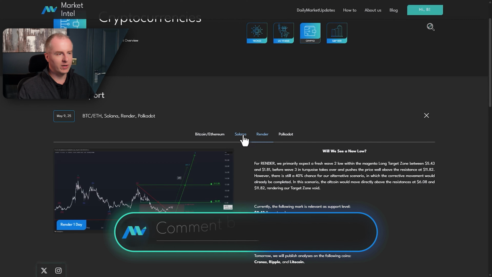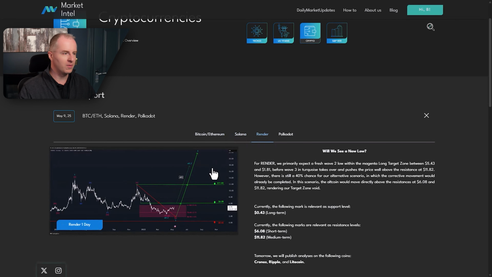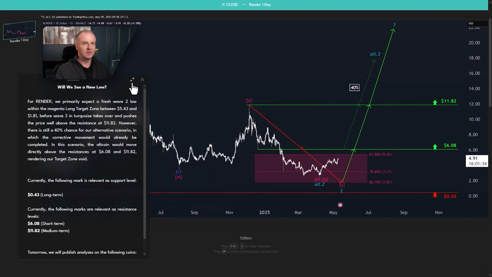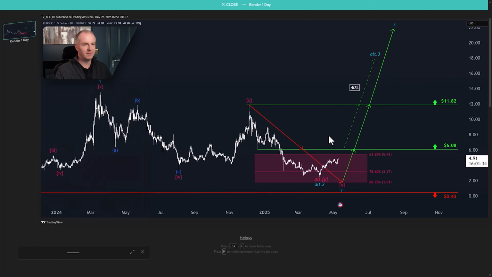You see that we also regularly update other cryptocurrencies, including Polkadot, Solana, Bitcoin, Ethereum, but it's Render day today. So let's take a look at it. By the way, you also get a written update and probabilities and everything included.